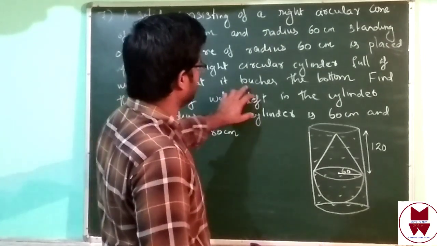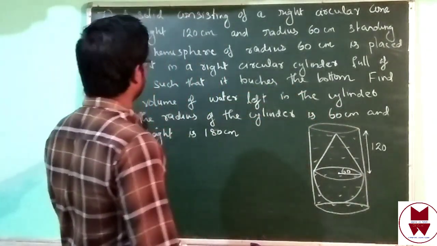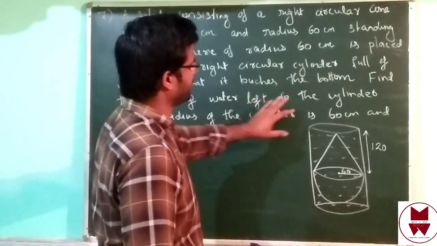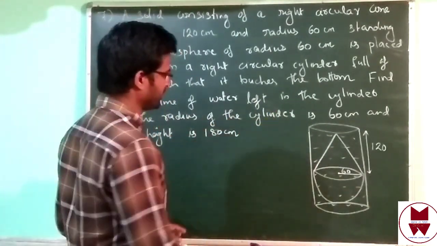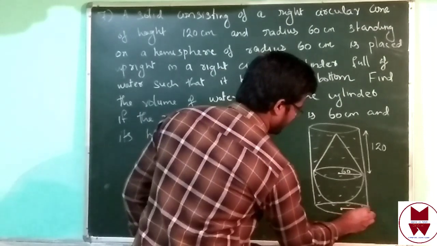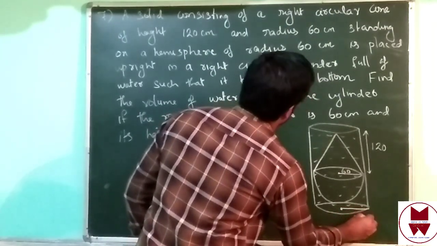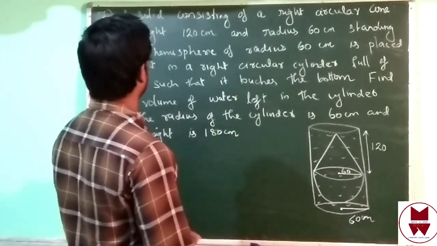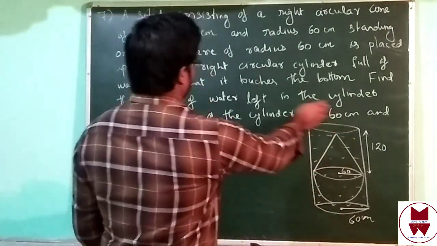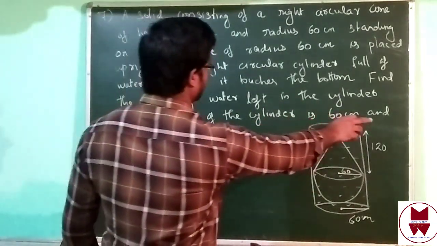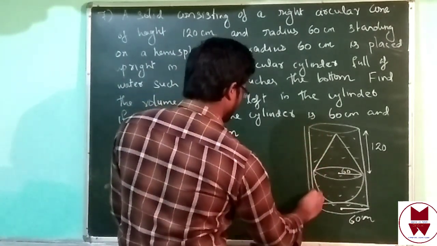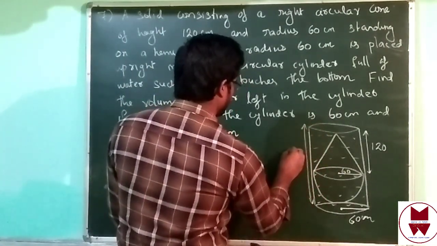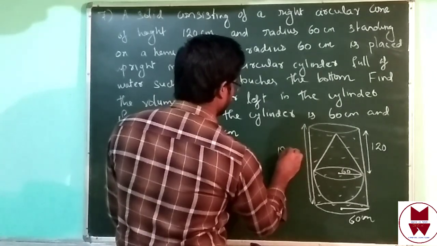Such that it touches the bottom. Find the volume of water left in the cylinder if the radius of the cylinder is 60 centimeter. Radius of the cylinder 60 centimeter and its height is 180 centimeter.